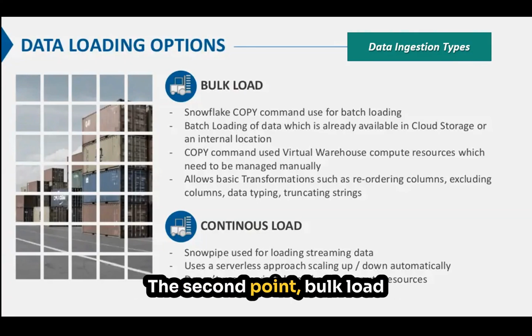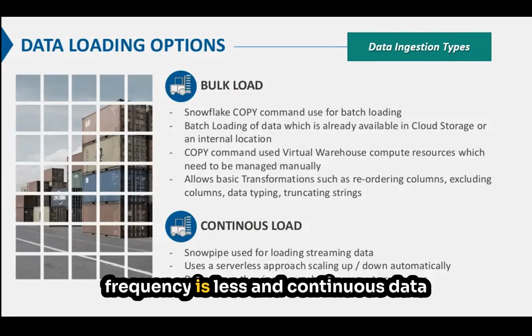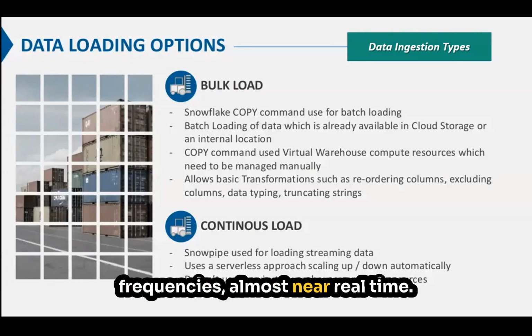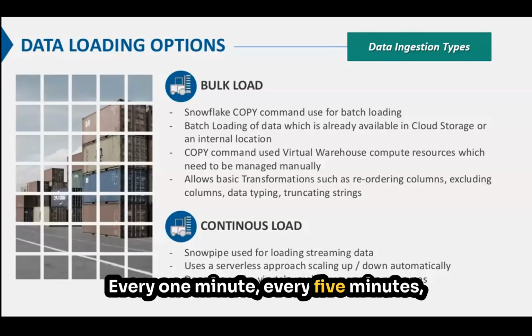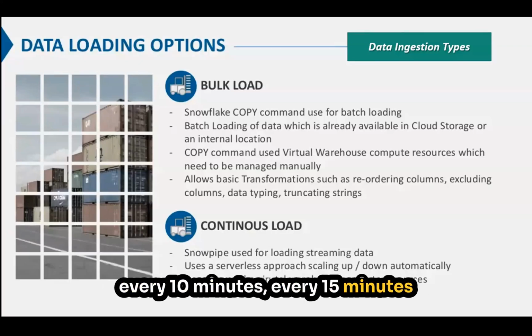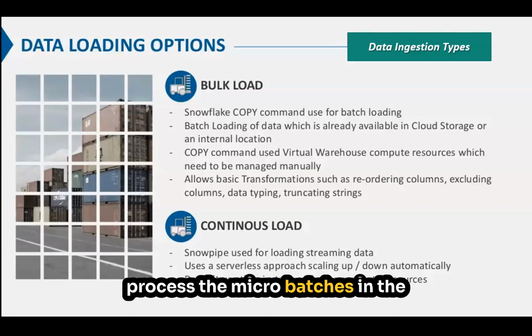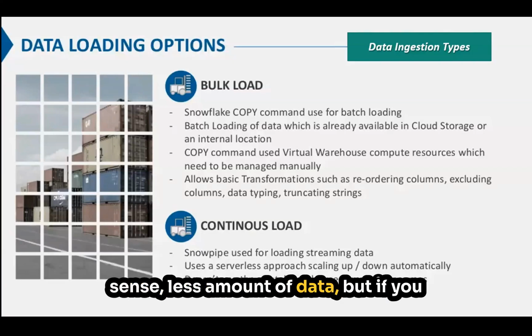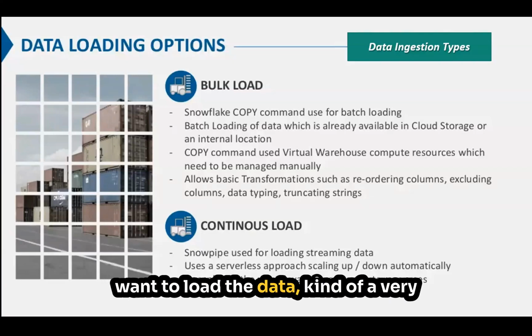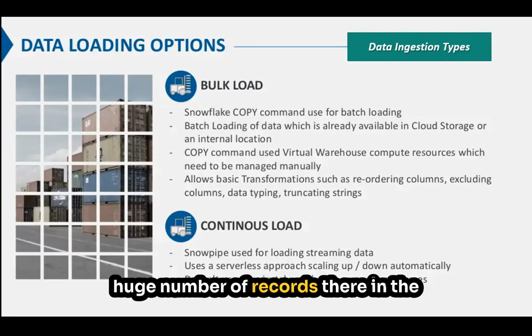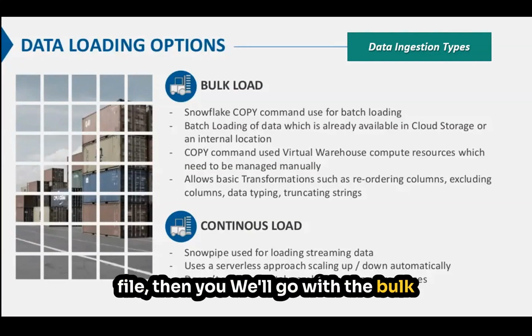The second point: bulk load frequency is less, and continuous data frequency is almost near real time. Every 1 minute, every 5 minutes, every 10 minutes, every 15 minutes, like that. Continuous load is recommended if you want to process micro batches, in the sense of less amount of data. But if you want to load a very huge number of records in the file, we'll go with the bulk load.